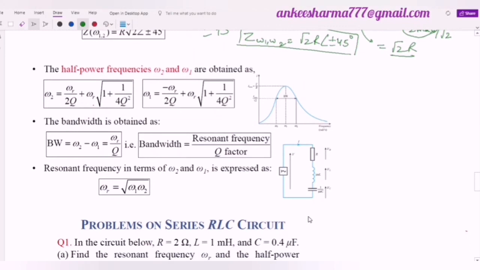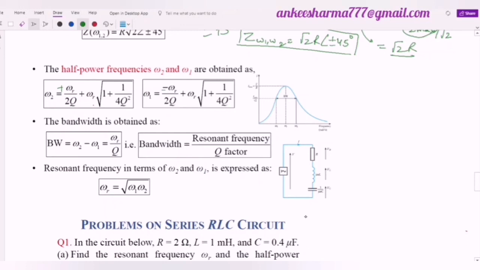Now next to this, I want you to remember these formulas, the half power frequency formulas. These half power frequency formulas mean the frequency values where the power has reduced to half. So this is one formula, omega 1 is equal to minus omega R by 2Q plus omega R under root of 1 plus 4Q square. These formulas are used, and you will find that only the minus and plus sign changes there. The rest of the things are the same for omega 1 and omega 2.